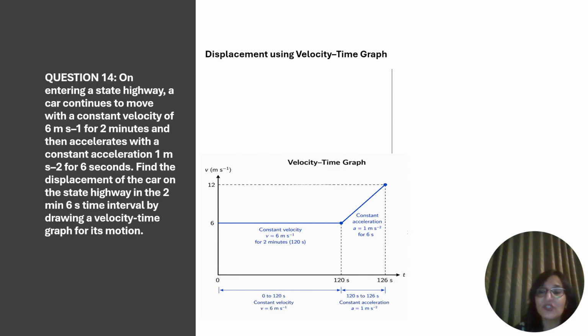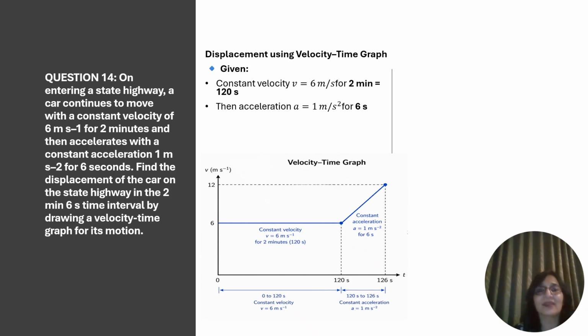So displacement using velocity time graph. What is given here? Constant velocity, that is 6 meters per second for 2 minutes. Remember that you have to convert minutes into seconds, so that is 120 seconds. Acceleration is 1 meter per second square for 6 seconds.